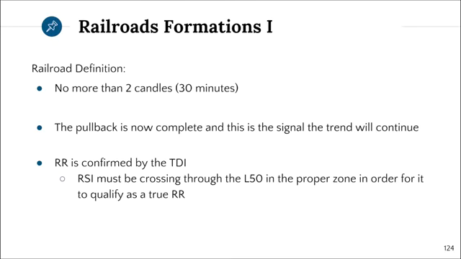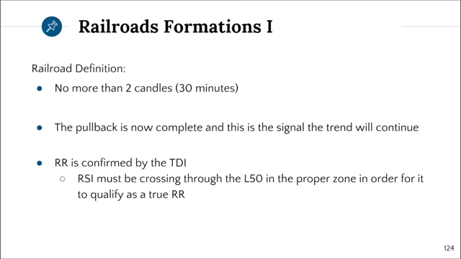Railroads. So railroads are always going to be no more than 2 candles on the 15-minute chart. That means no more than 30 minutes. The way that we use railroads is to identify that the pullback of the overall trending move is complete and we are now moving back in line with that overall trend. The railroad will be confirmed on the TDI by the RSI crossing through the liquid 50.